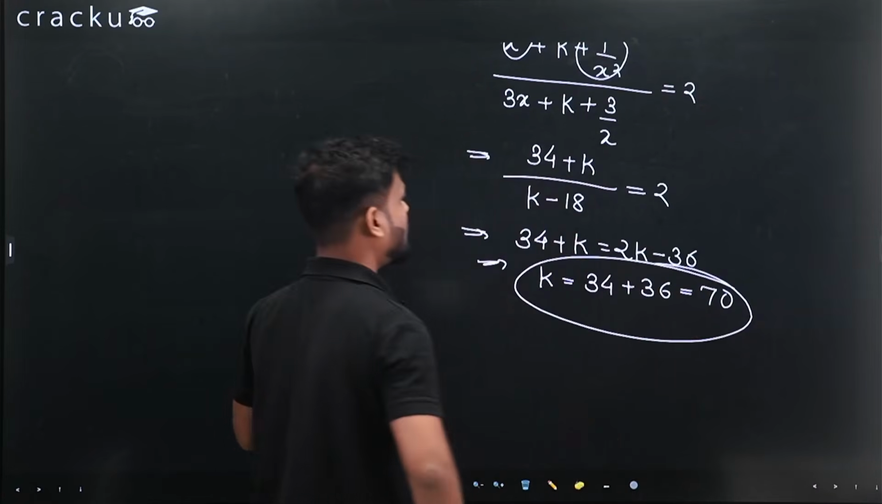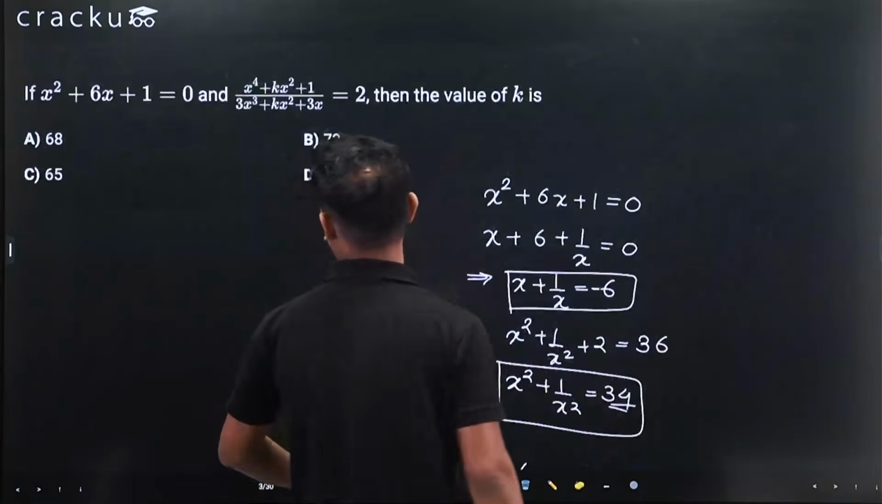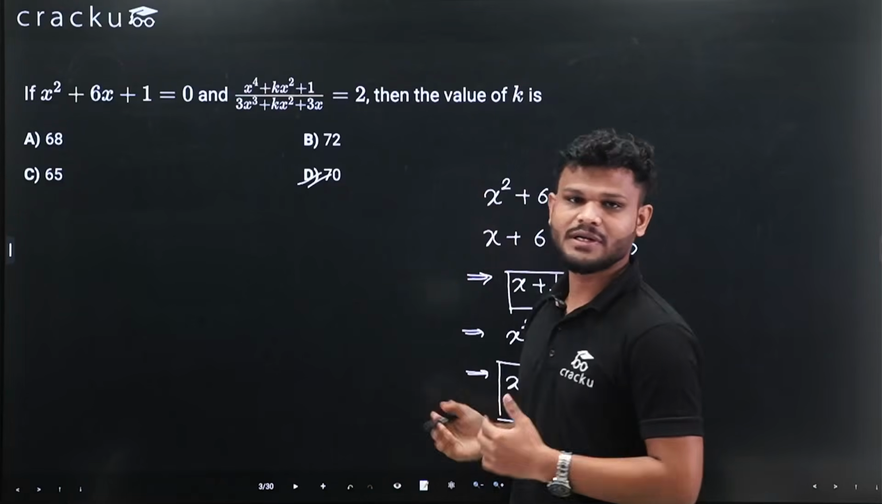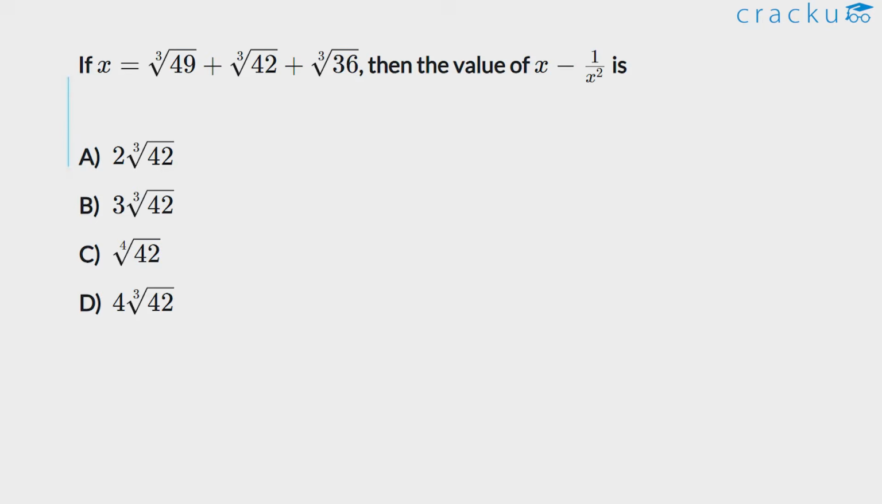So we had to find the value of k, which is 70, and it is given in option number D. So option number D is the correct choice for this question.